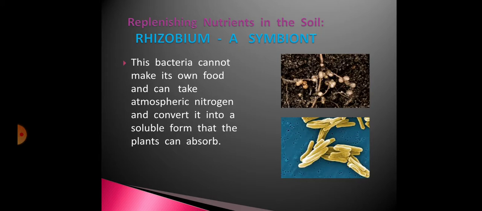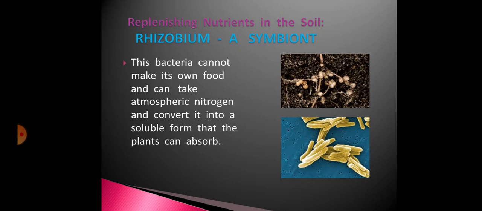Let us move on to the next topic, replenishing nutrients in the soil. Rhizobium, a symbiont. Why is rhizobium called a symbiont? Students, like us, plants also require a lot of nitrogen to make proteins. So they absorb nitrogen continuously from the soil, due to which the amount of nitrogen becomes deficient.